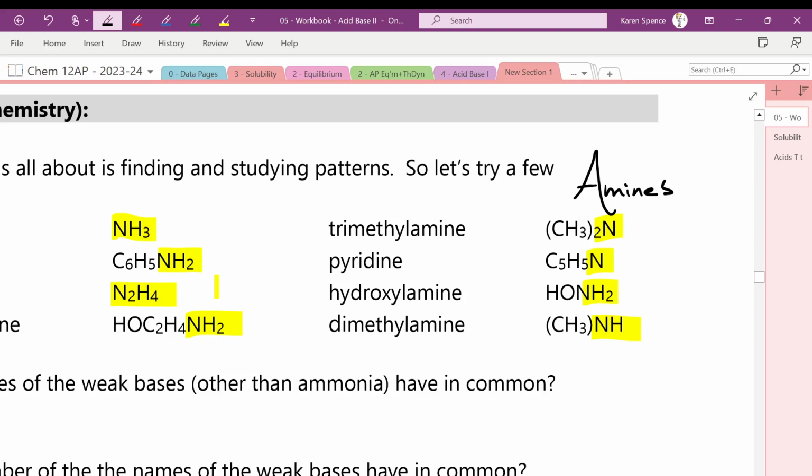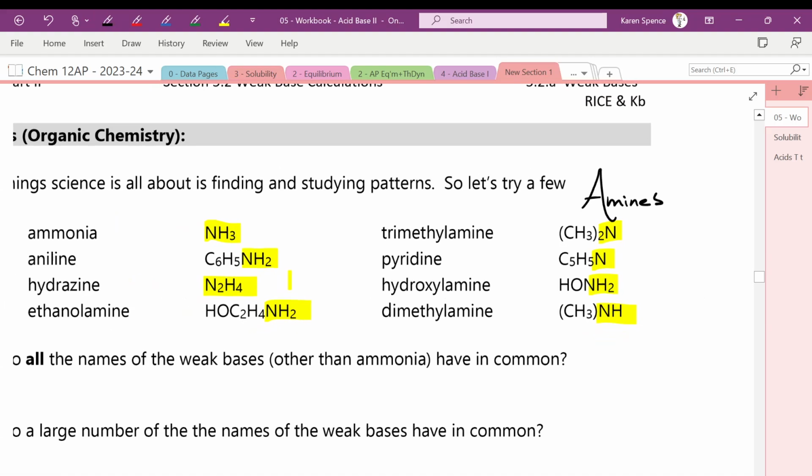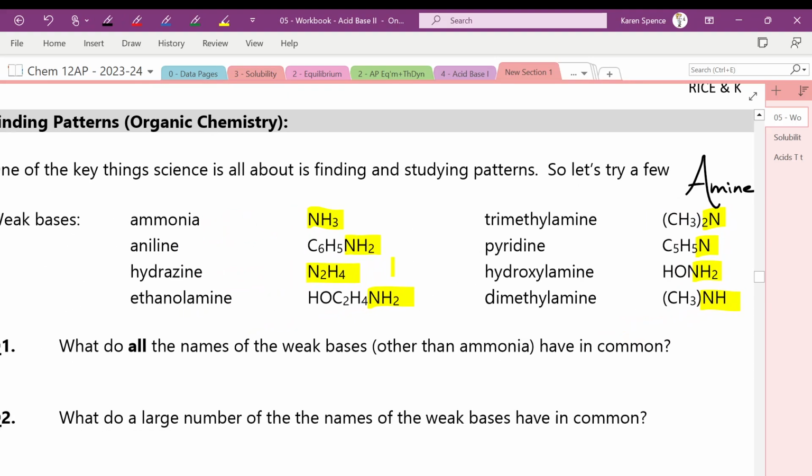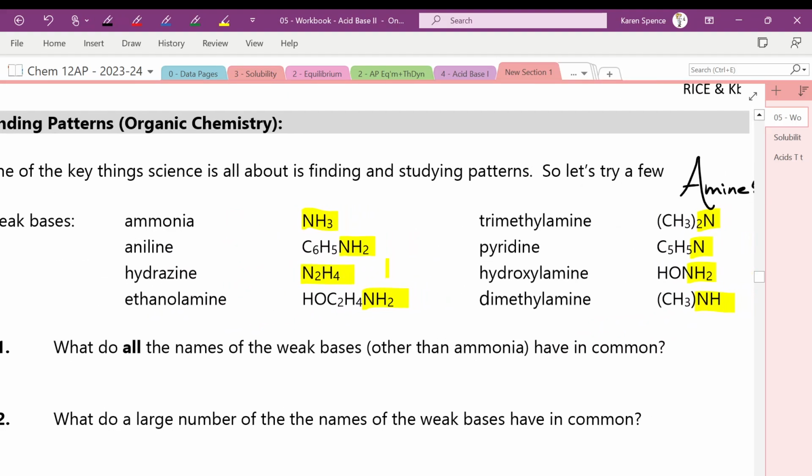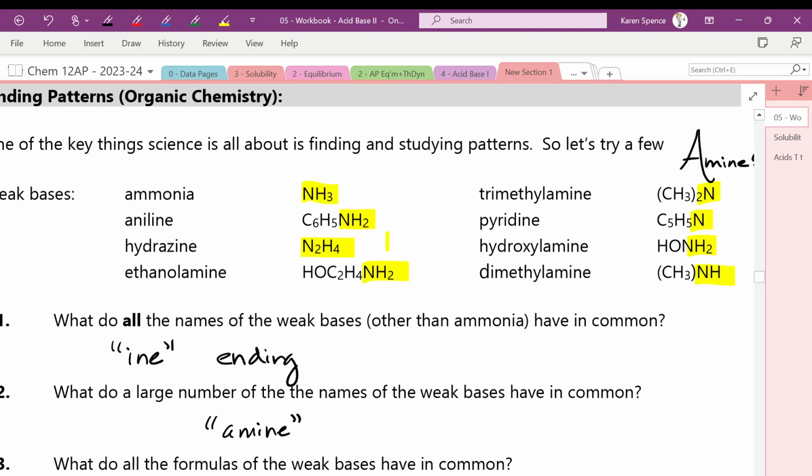So what do the names of all the weak bases have in common? They end in -ine, except ammonia. What do a large number of the names of weak bases have in common? Amine. What do the formulas of all the weak bases have in common? Nitrogen.